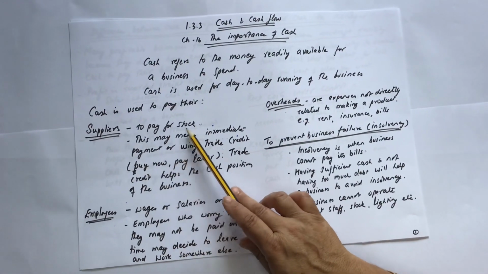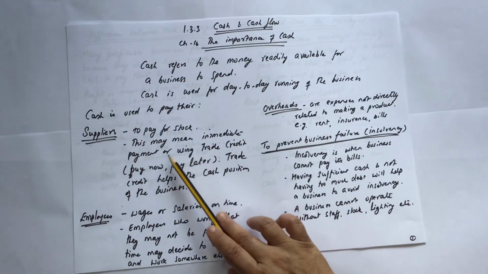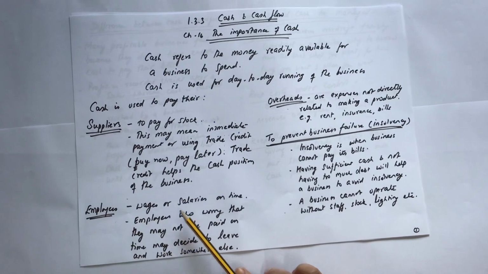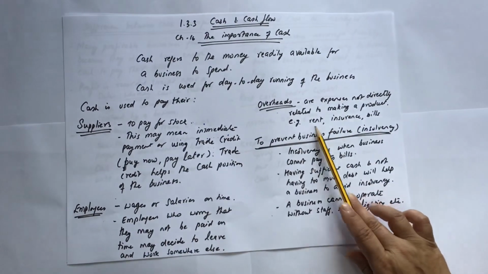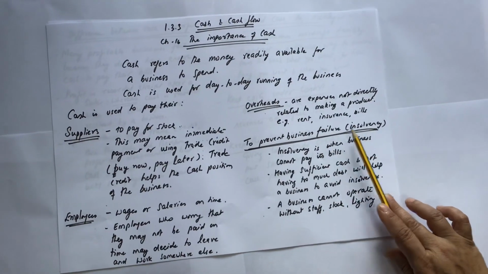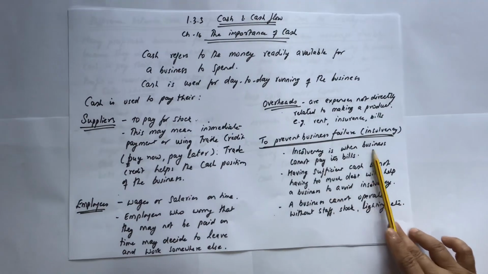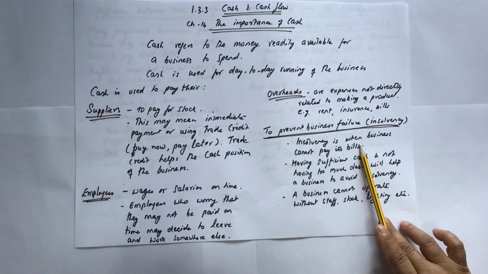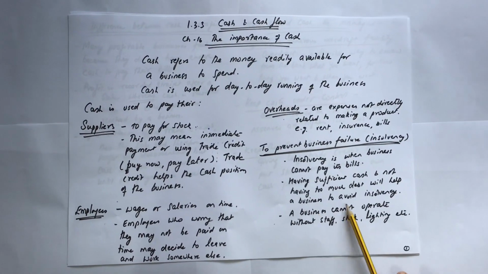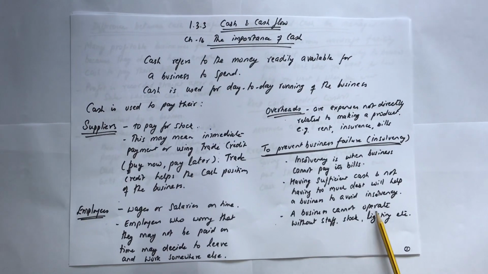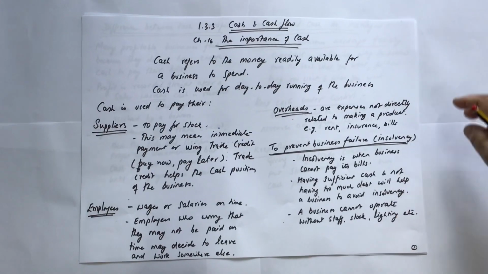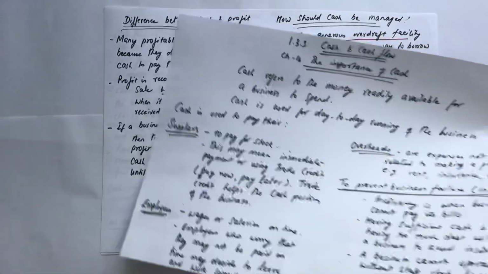So to pay the suppliers, to pay for your stock, to pay immediately or using trade credit, employees, their wages and salaries, overheads like rent, insurance bills, etc. To prevent business failure, which is called insolvency. Insolvency is a stage when business cannot pay its bills. Having sufficient cash and not having too much debt will help a business to avoid insolvency. A business cannot operate without staff and stock, so that's why cash is very, very important for any given business.